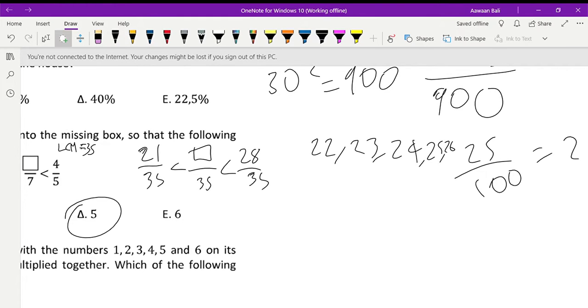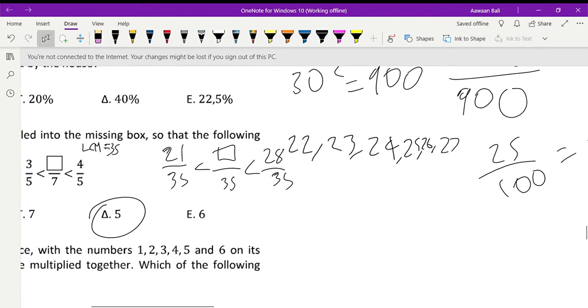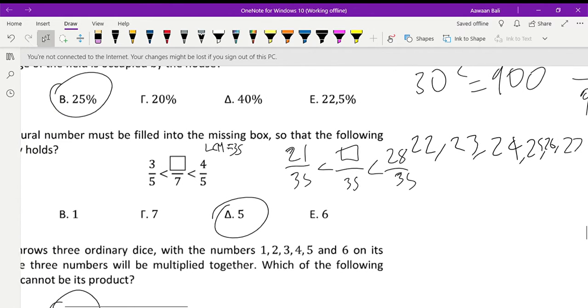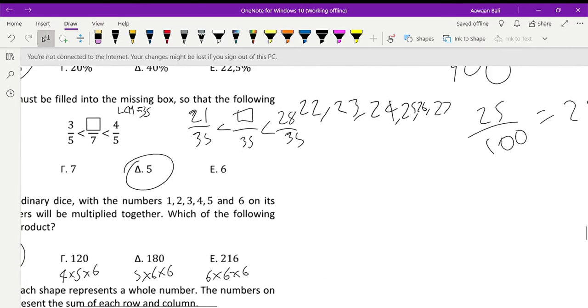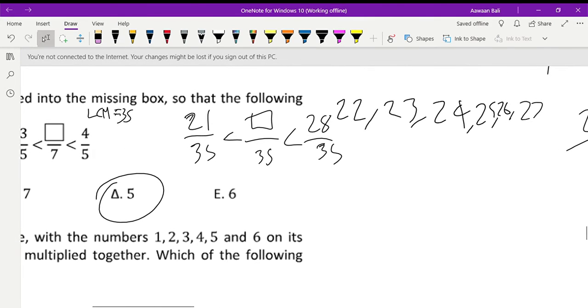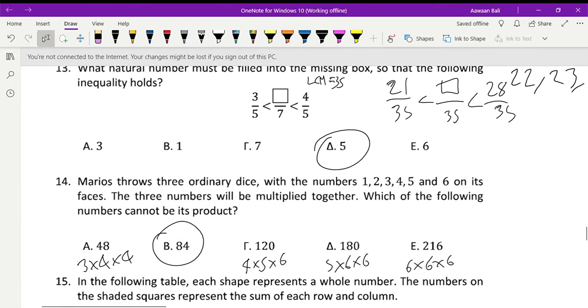Wait, let me just move that. 27 and 27. Now basically, when it's saying 7, we're multiplying both of them by 5. So we have to find something that's divisible by 5. The only thing that's divisible by 5 here is 25. So 25 divided by 5 is 5. So therefore it would be 5 over 7. So the answer is delta, 5.